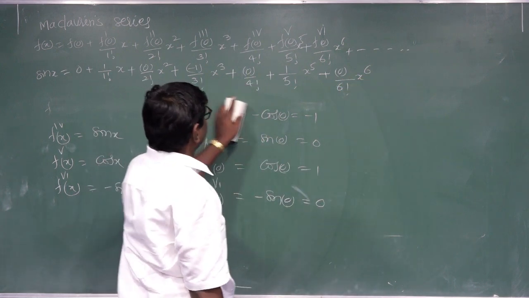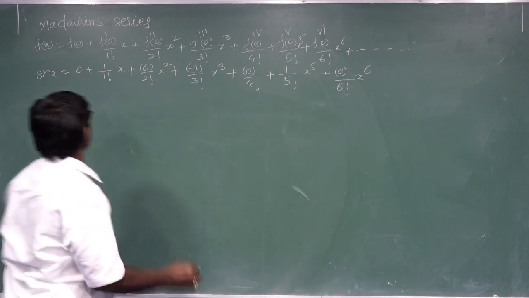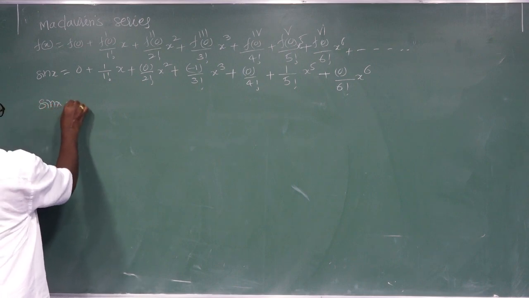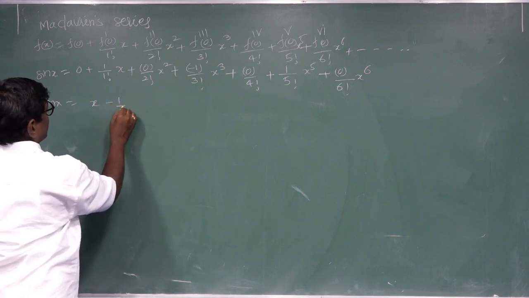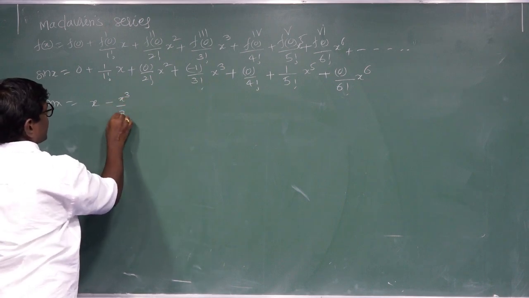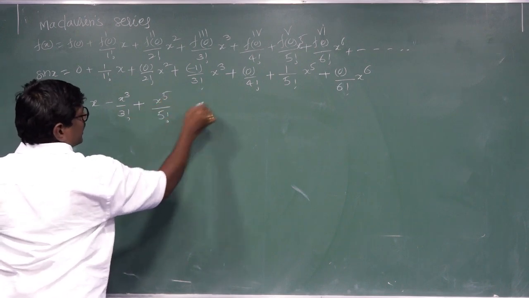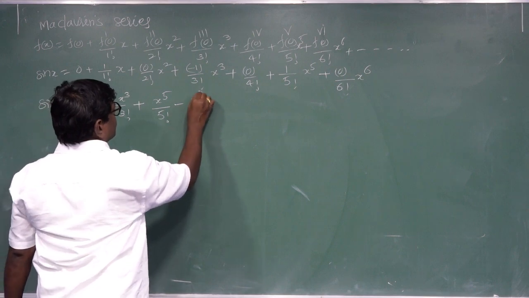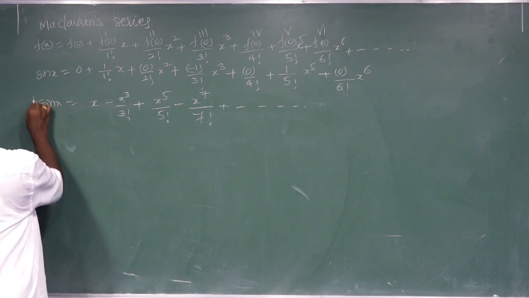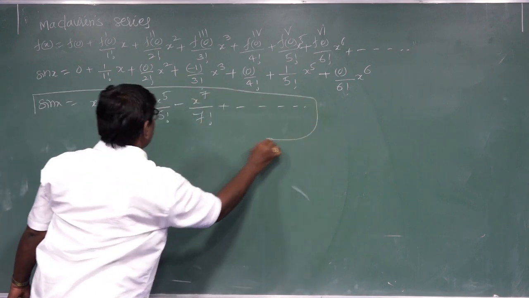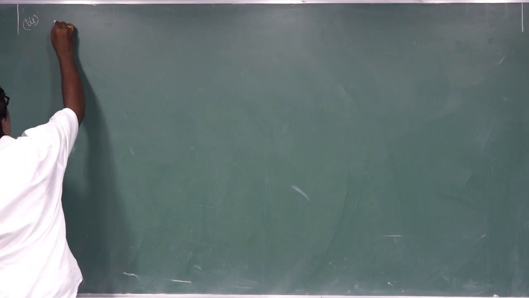So sin x equals x by 1 factorial, minus x cube by 3 factorial, plus x power 5 by 5 factorial, minus x power 7 by 7 factorial, plus and so on. This is the sine expansion. This was the first part of the problem.